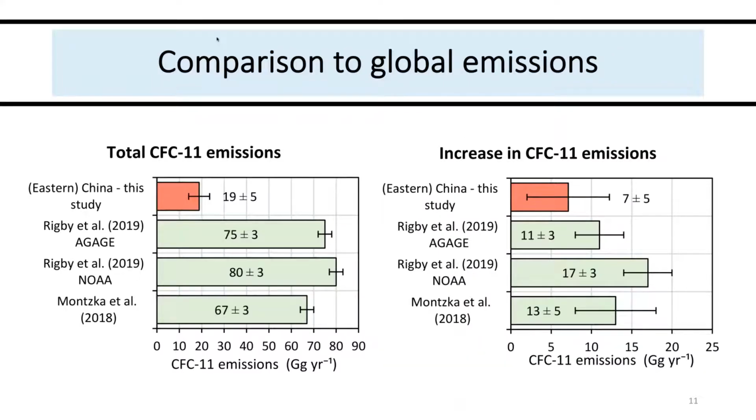We then looked at the size of the emissions from eastern China in comparison to the global CFC-11 emissions. So in this graph here, the 3 green bars are estimates for the global CFC-11 emissions in recent years. And we compared this to the emissions from Eastern China that we calculated in this study, and they are about.